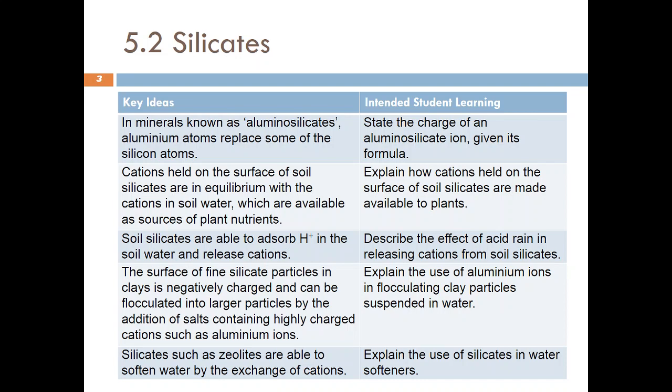Explain how cations are held on the surface of soil silicates and made available to plants. Clay particles are usually negative, and metal ions will be adhering. That's what we were saying before. Describe the effect of acid rain in releasing cations from soil silicates. This topic is very similar to the other one, environmental chem.